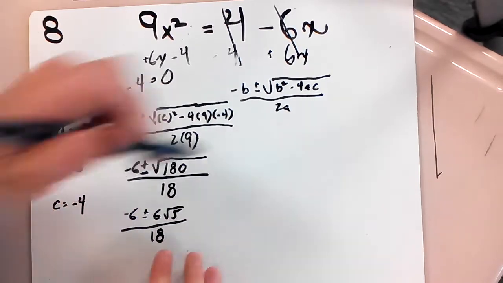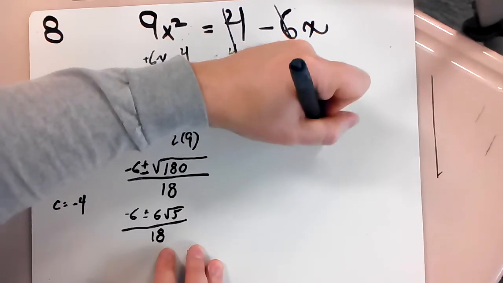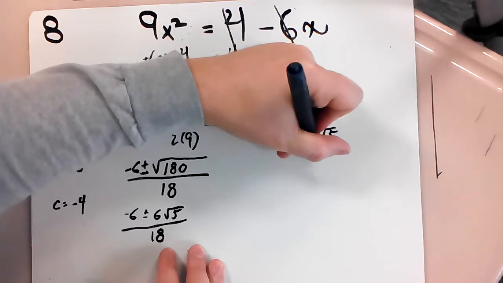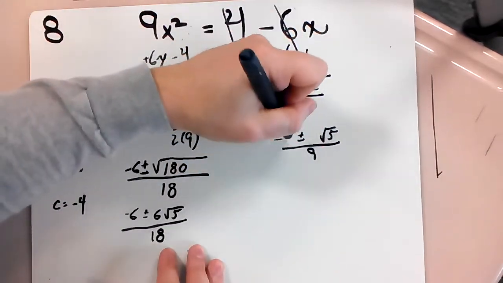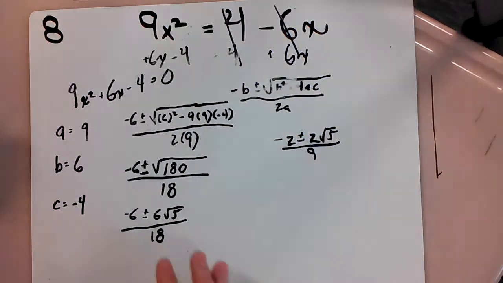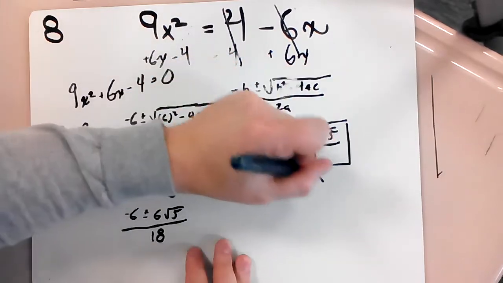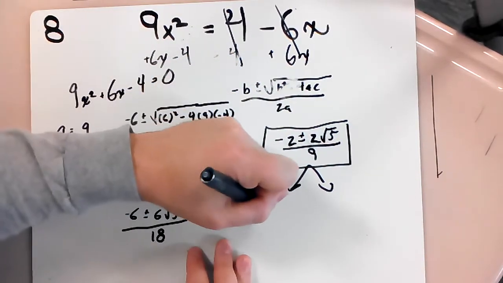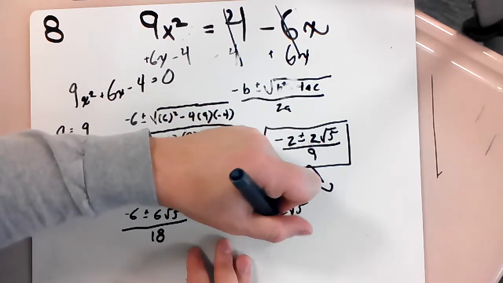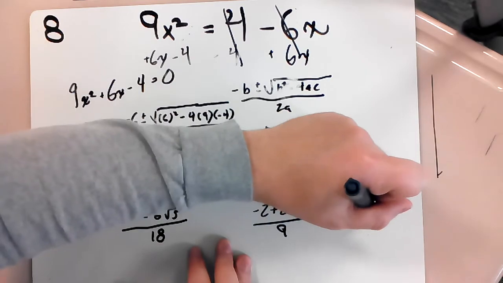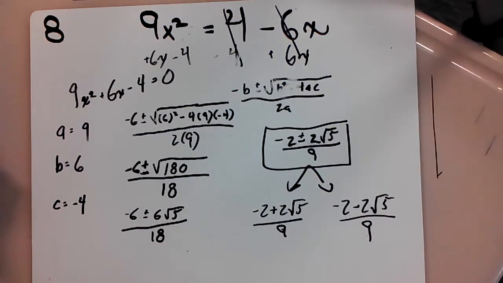Is this simplified by 2? So I'm going to have negative 3 plus or minus 3 square root 5 over 9. Whoops. Those are 2's. See how easy it is to make a mistake? Okay. I could leave the answer like this. This is acceptable. Or I could split it into negative 2 plus 2 square root 5 over 9 and negative 2 minus 2 square root 5 over 9. Either of those will work for you.